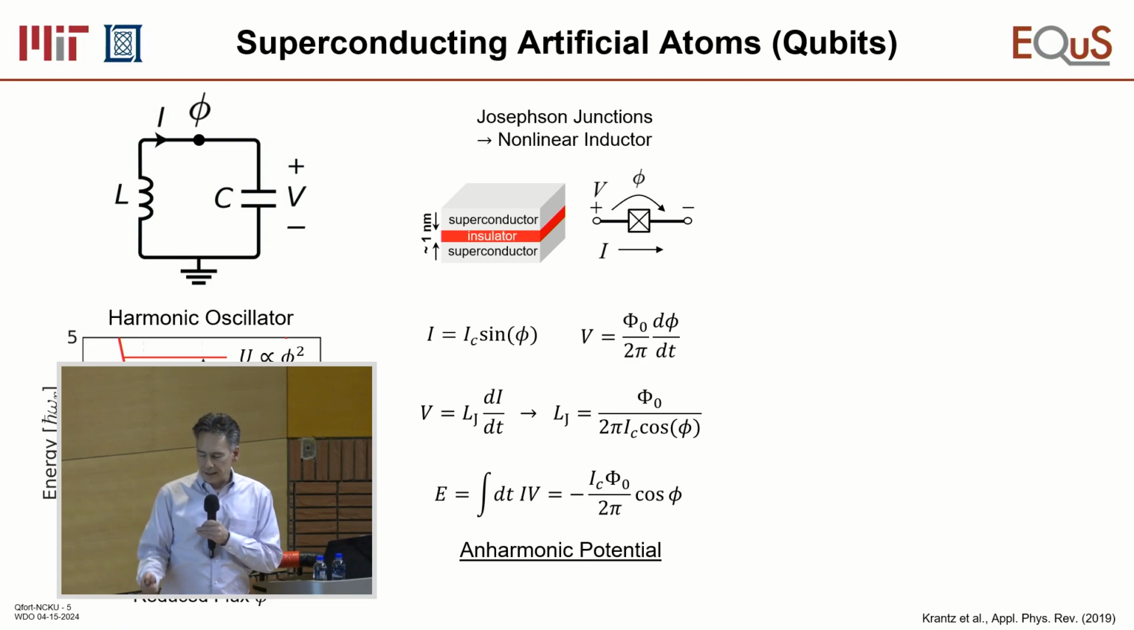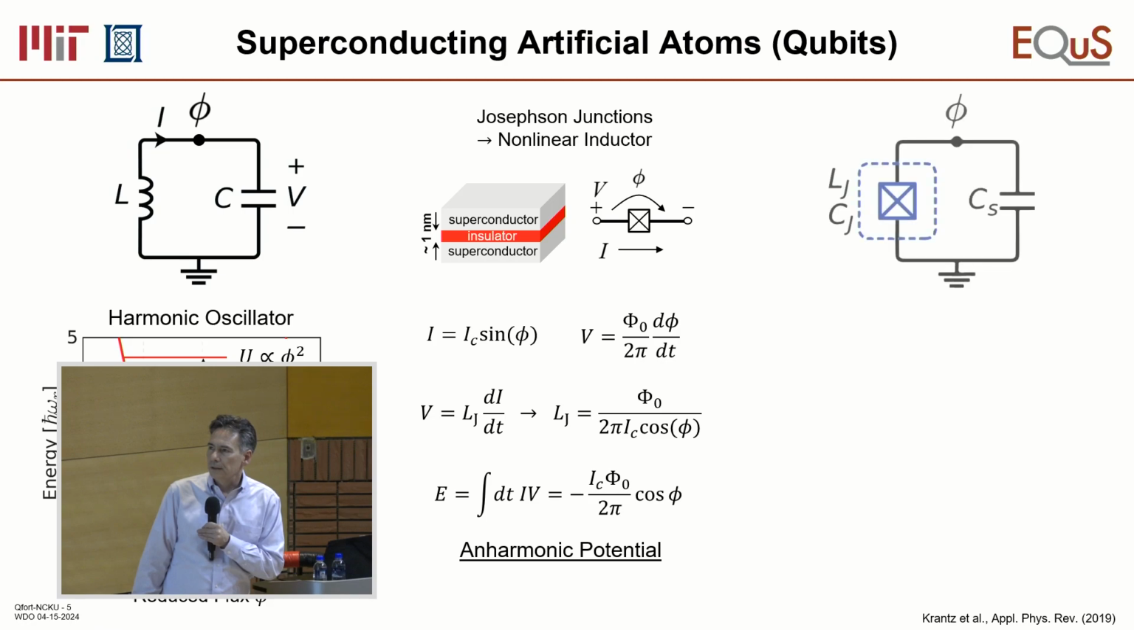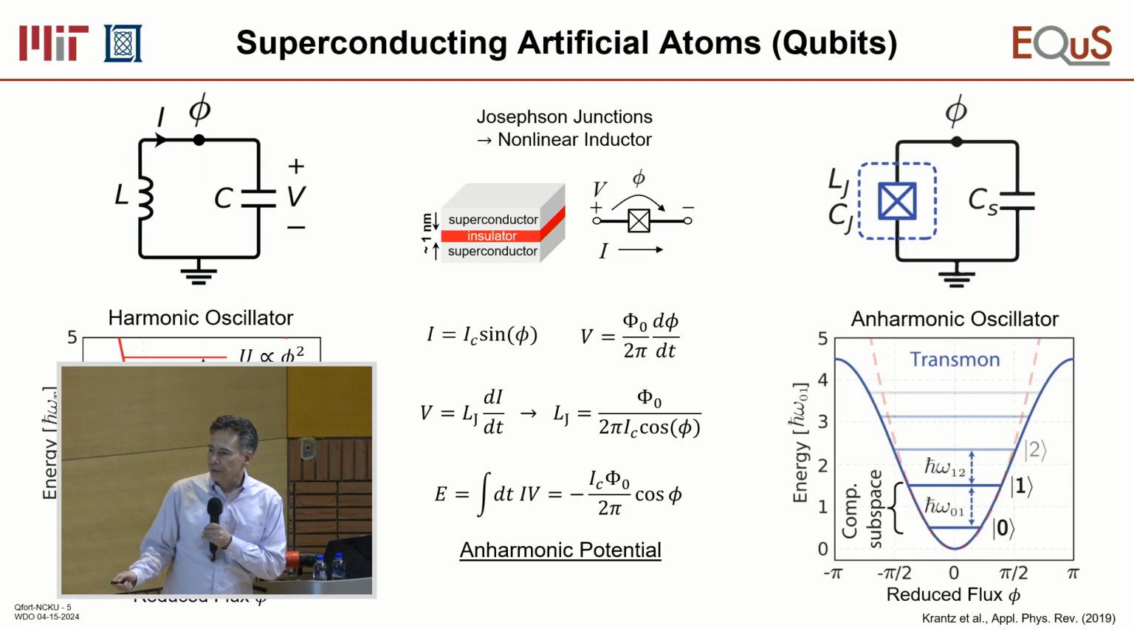Now we can also look at the energy, the integral of current times voltage, integrated over time, and we find that this potential now looks like a cosine. So it's no longer harmonic, it is anharmonic, and the consequence is that if we replace this inductor with a Josephson junction, that nonlinear inductor, this is now an anharmonic oscillator. The cosine potential is shown here in blue, and the consequence is that these level transitions are no longer degenerate. They have a different frequency. That's good, because that means I can define 0 and 1 as my qubit and drive transitions between them without exciting the higher levels, right? So that's a unique difference.